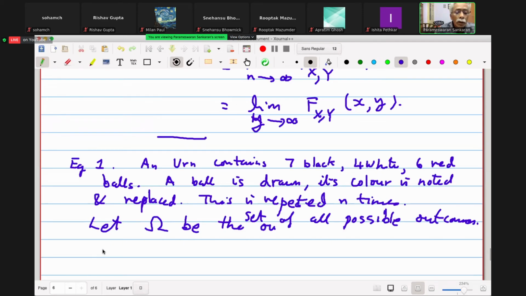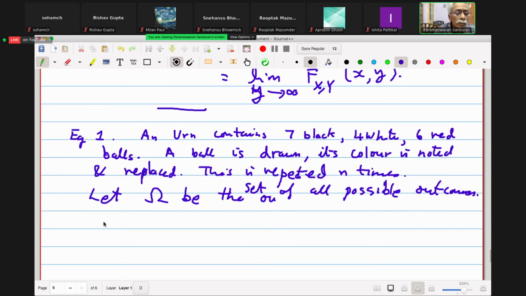Now we have random variables, RVs, which note down the color of the balls: B, W, and R. B for black, W for white, and R for red.